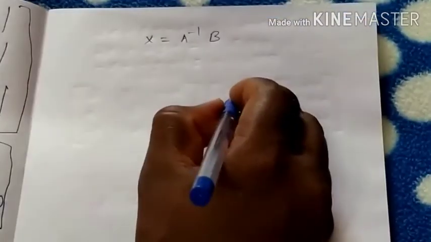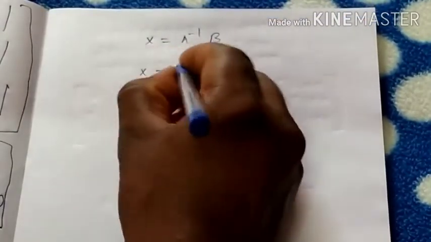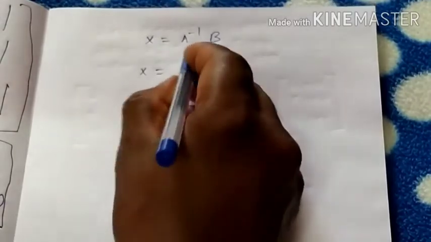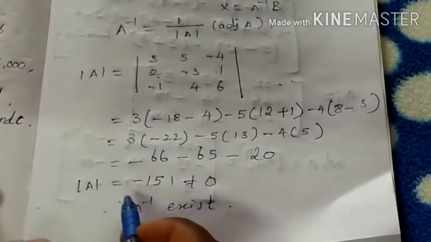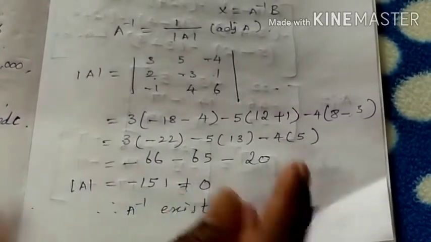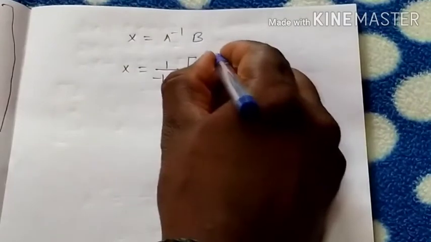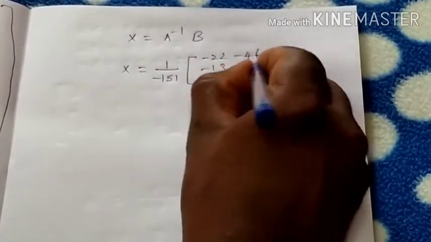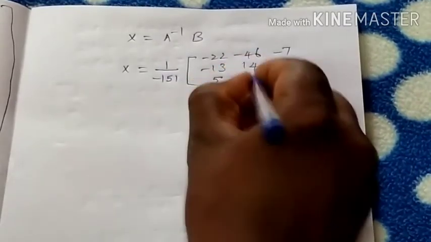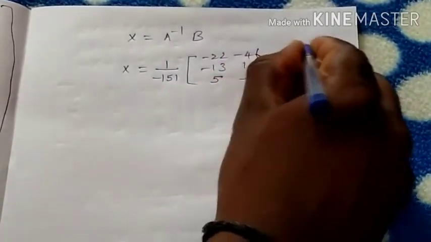What is the formula for x? X is equal to A inverse into B. A inverse is equal to 1 divided by determinant of A. Determinant of A is minus 151, and the adjoint of A matrix is minus 22, minus 46, minus 7, minus 13, 14, minus 11, 5, minus 17, minus 19.